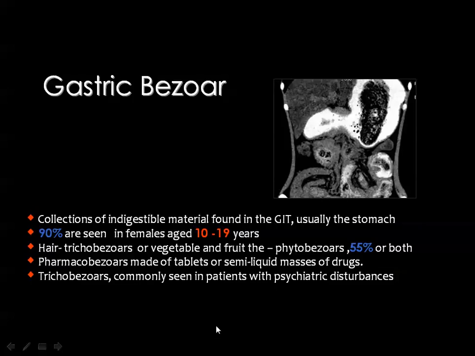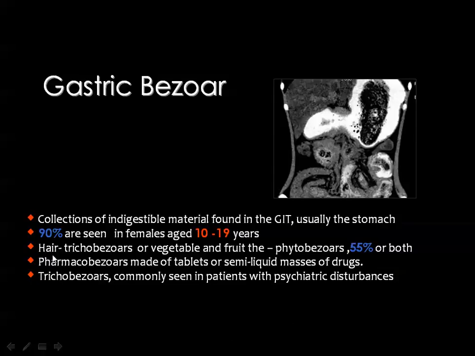Then we come to the issue of gastric foreign bodies, which are known as gastric bezoars. And these bezoars are a collection of indigestible material in the stomach usually, but sometimes can be seen in the small bowel. And 90% of these bezoars are seen in females, and it has an intimate relation to some psychiatric disturbances in most of the cases.